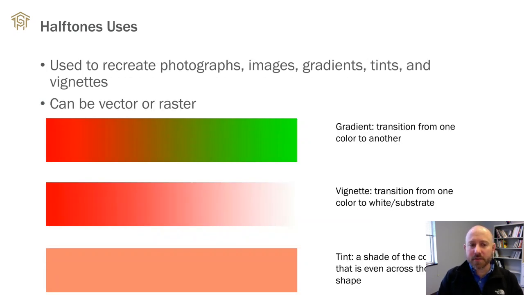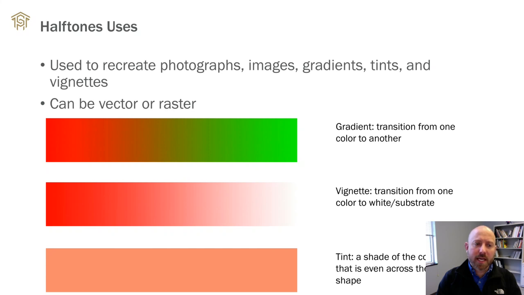So there's a lot of uses for halftones. First off, it's for photographs. Photographs have to be reproduced this way. We already mentioned that photographs are usually raster, and raster images very, very commonly are reproduced with halftones. But it's not just photographs. It could be images or graphics of some sort. It also is for gradients, tints, and vignettes.